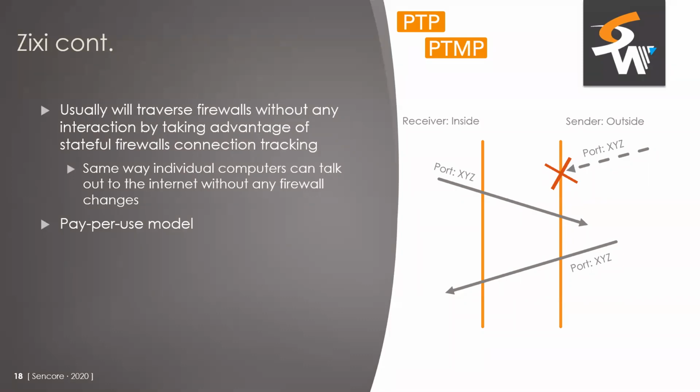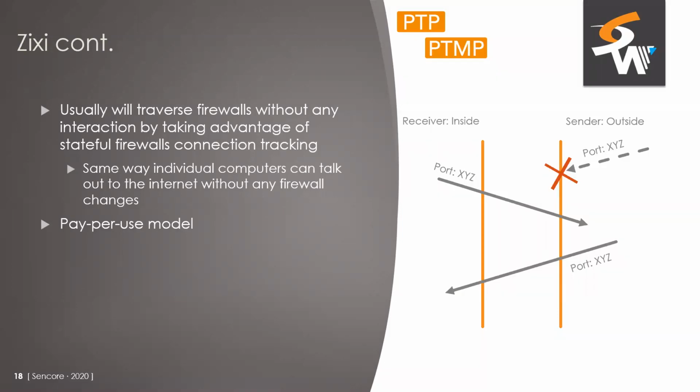And most of these protocols that we'll talk about will traverse firewalls by using a feature in firewalls called connection tracking, which basically says, if I'm inside the corporate network and I talk out to the internet, the internet should be able to talk back to me on that specific connection. So that's what a lot of these protocols will use.